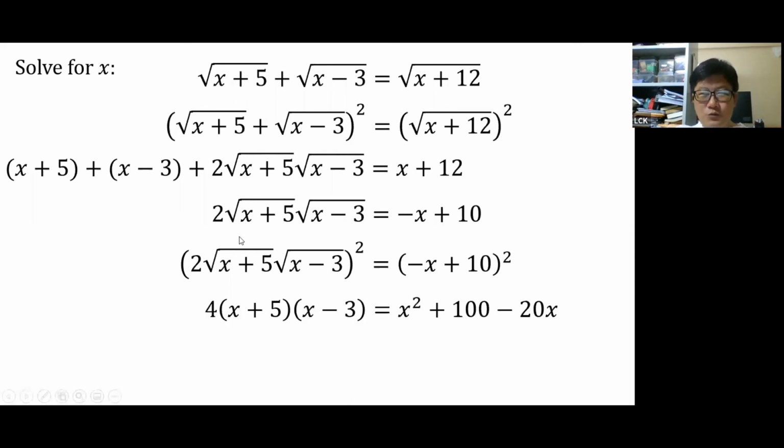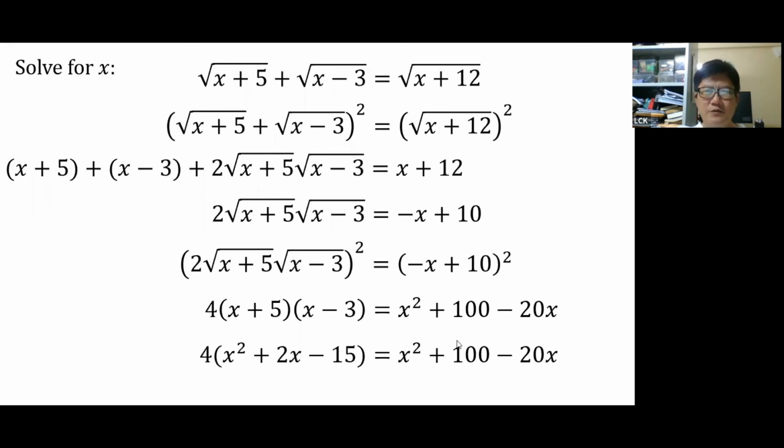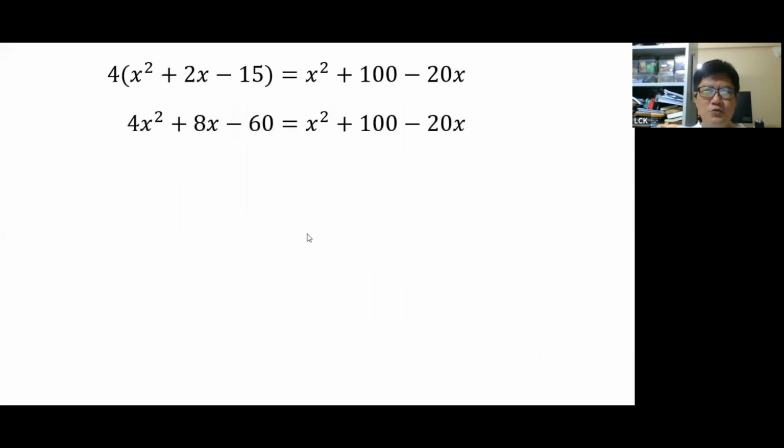So here, when you square root this, you get a 2 squared is a 4, and you get an x plus 5 and x minus 3 here. When you square that, you get an x squared plus 100 minus 20x. And the rest is all clearing up. So you multiply this out, you get an x squared plus 2x minus 15. And you multiply 4 into the brackets, you get 4x squared, 8x, and minus 60.